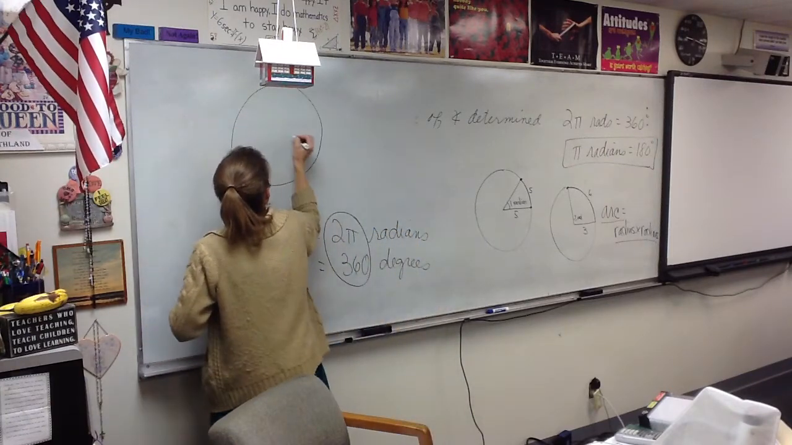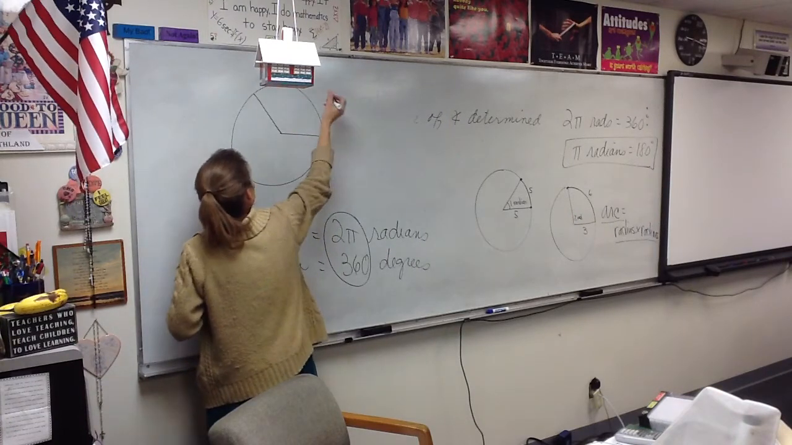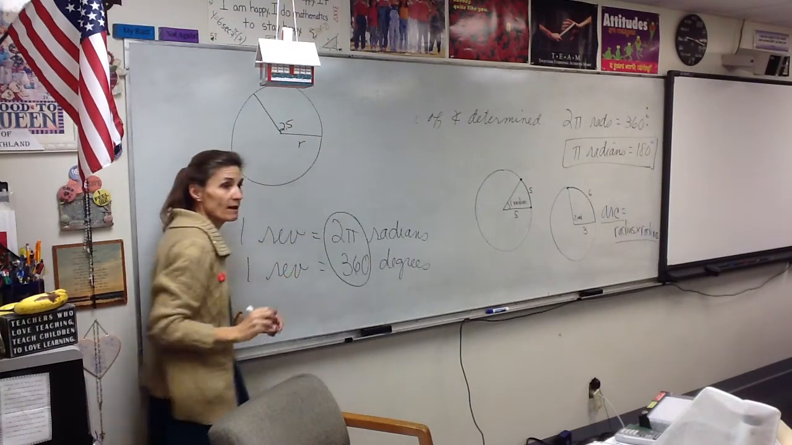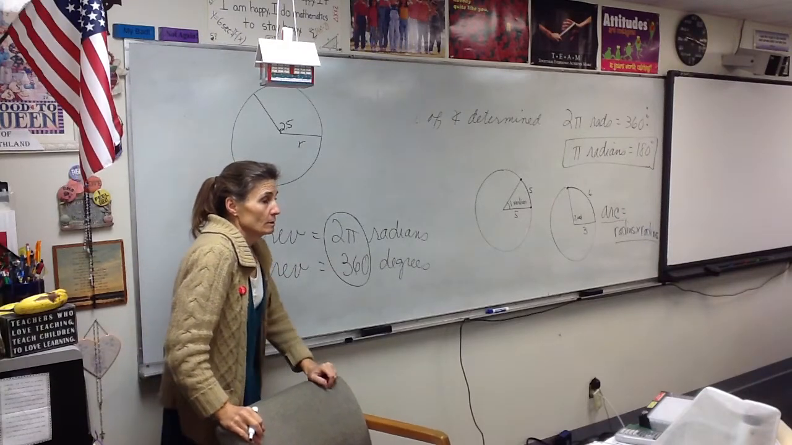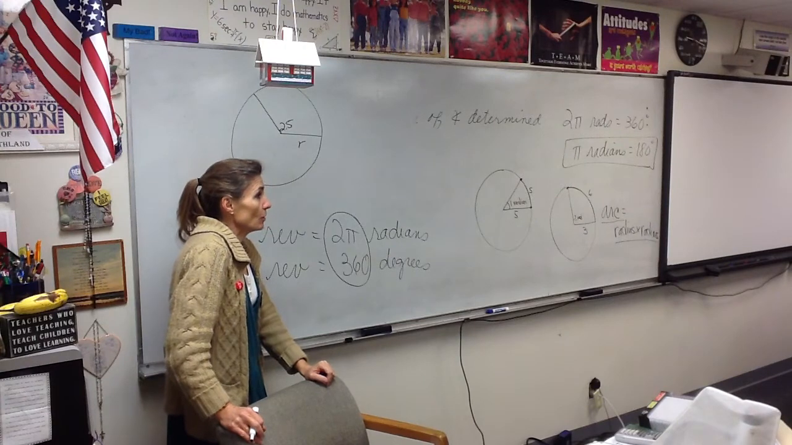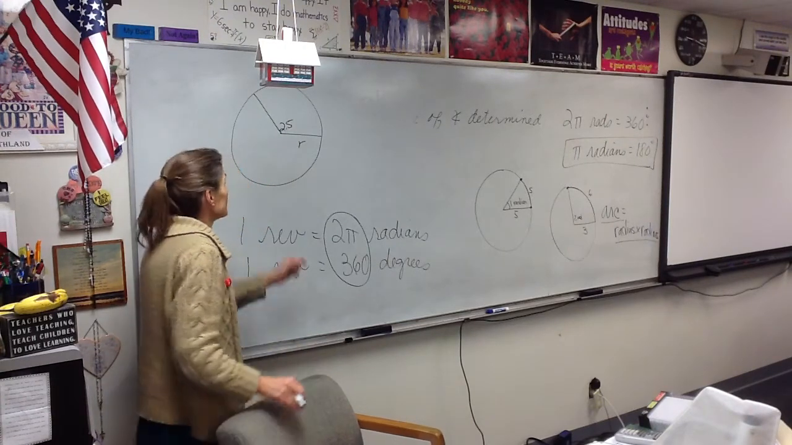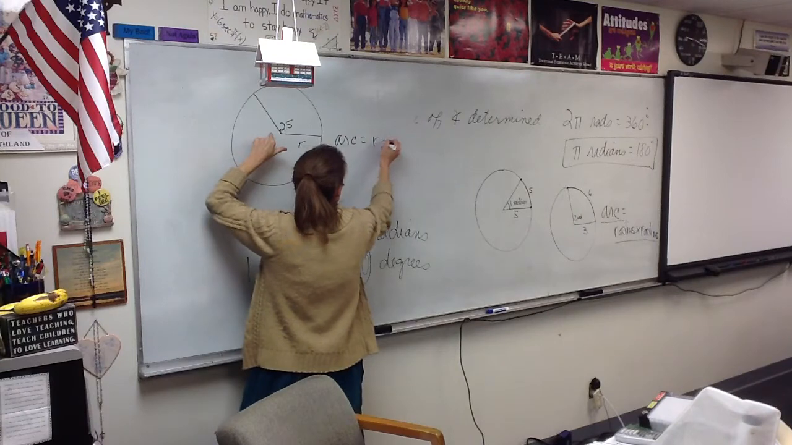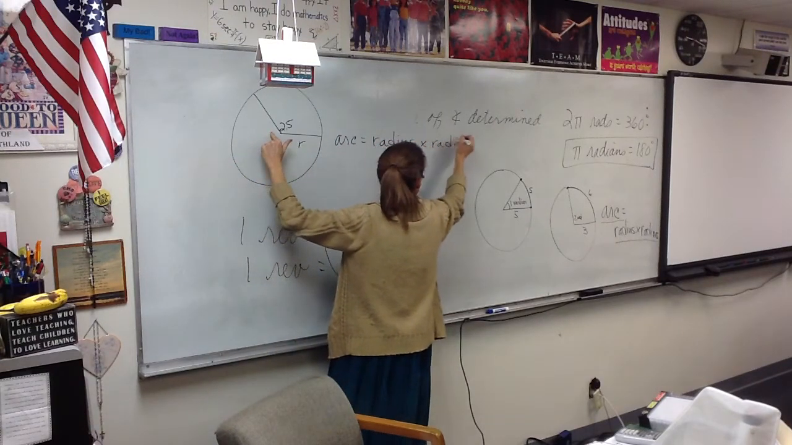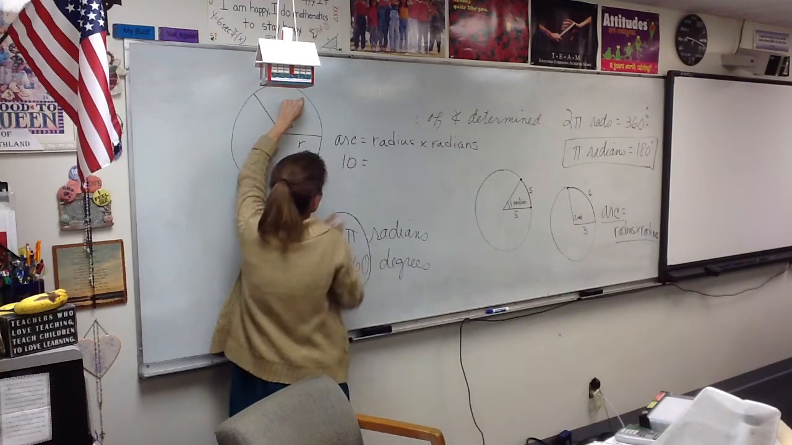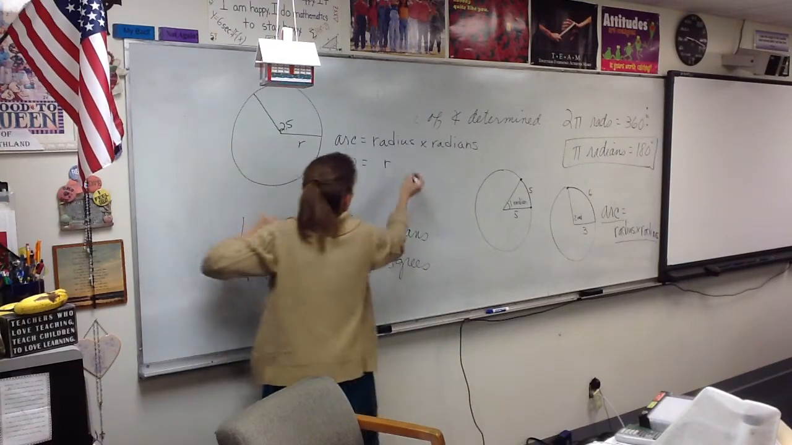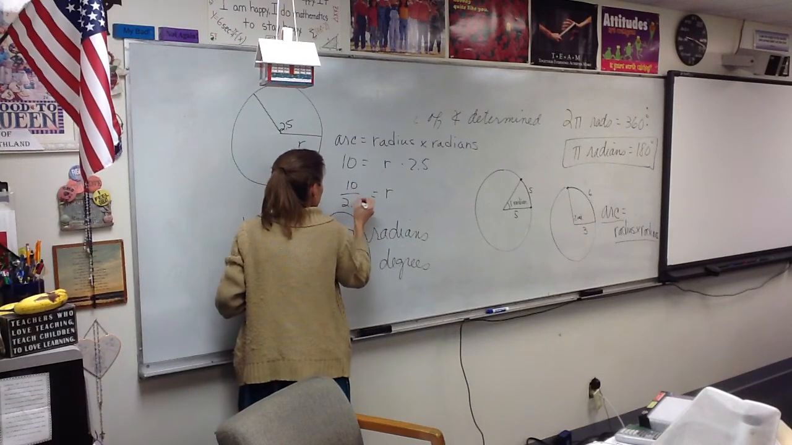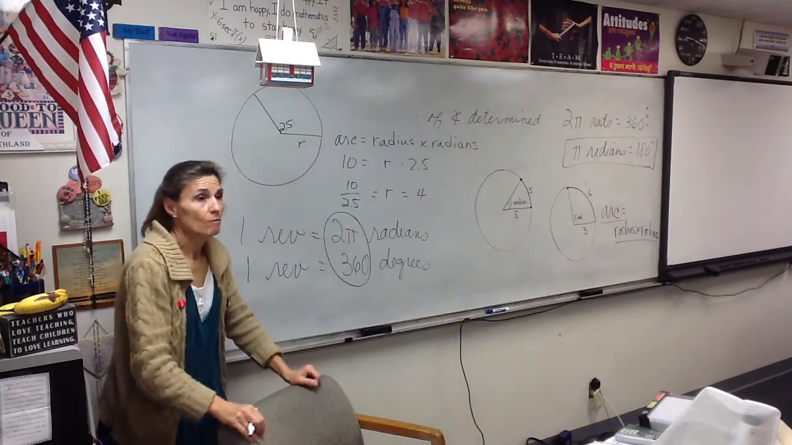Here's a circle. Let's say the arc length is 10, and the radian measure is 2.5, and you need to find the radius. What is the radius of this circle? 4. Well, that's pretty easy. Some of you can just intuitively figure it out, but you can certainly use our little formula. Arc length equals radius times radians. So 10 equals the radius, which I don't know, times 2.5. So the radius equals 10 divided by 2.5, which, as you said, was 4.